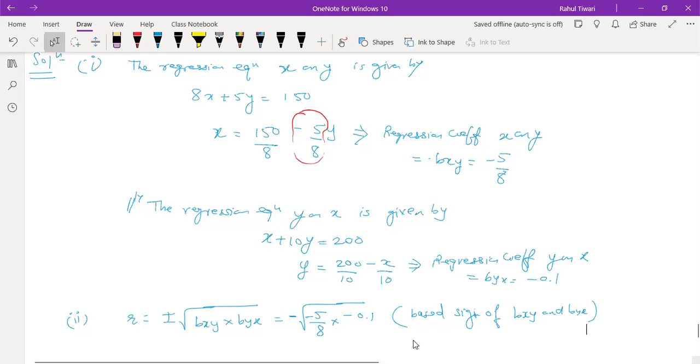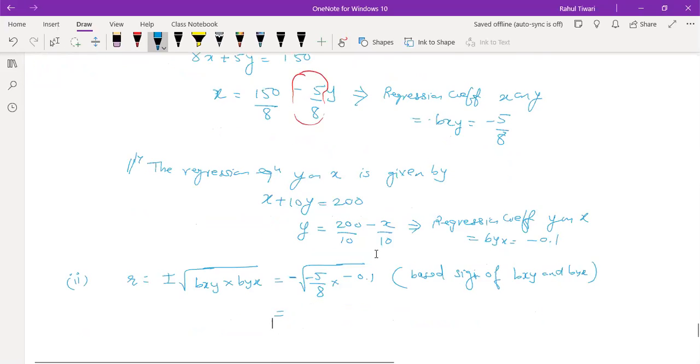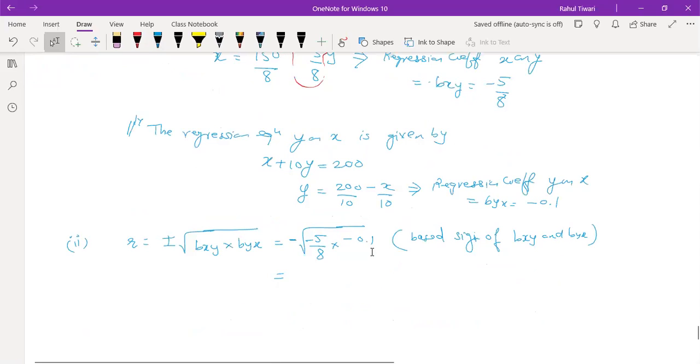So based on these coefficients we need to decide the sign, plus or minus, and once you get this, you can just calculate using the formula and you may get the answer. What could that answer be? Can anyone tell me how much it is?